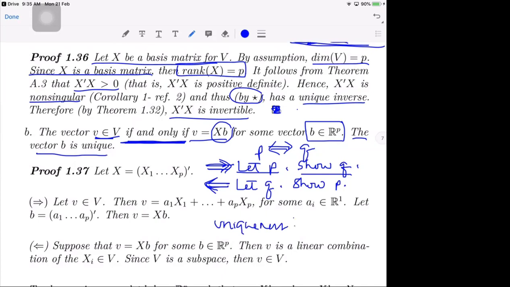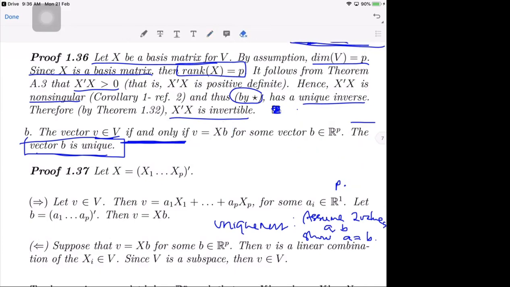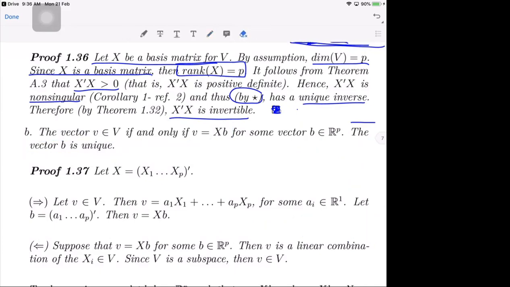Another, to show uniqueness, you assume two values or two variables, say a and b, and you have to show that a is equal to b. That is uniqueness. So this is the second part. To show uniqueness, you assume two vectors, and then you have to show that a is equal to b. So that is a guide of how to prove an if and only if statement and uniqueness. Are you still with me? Yes, ma'am.